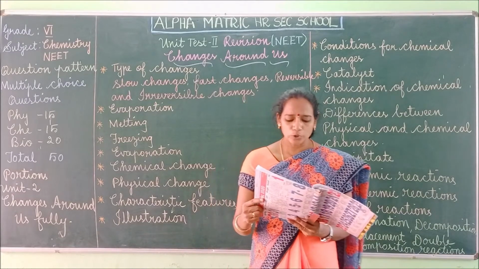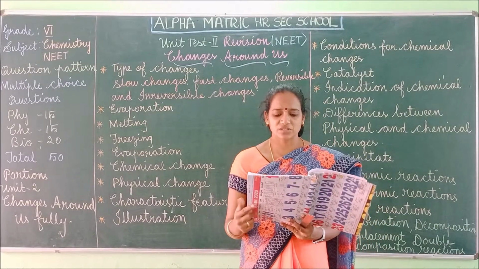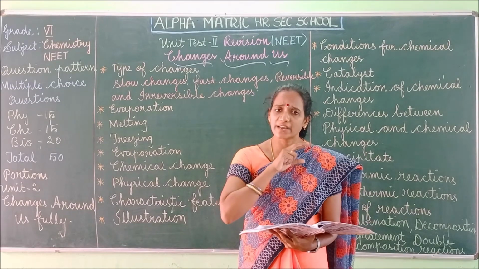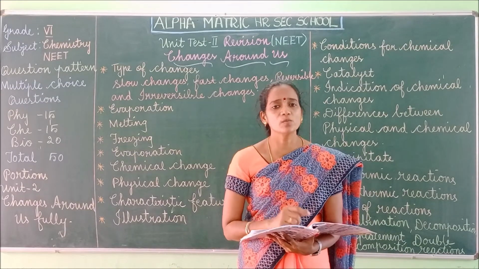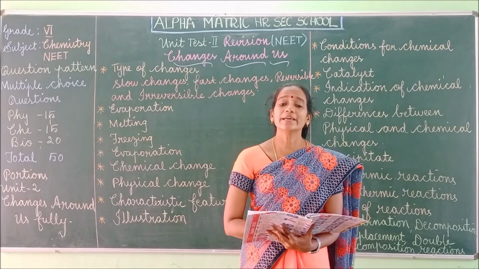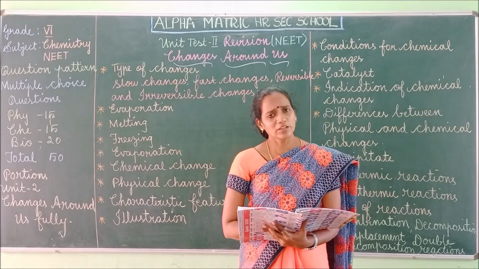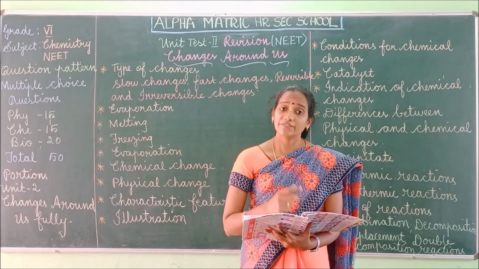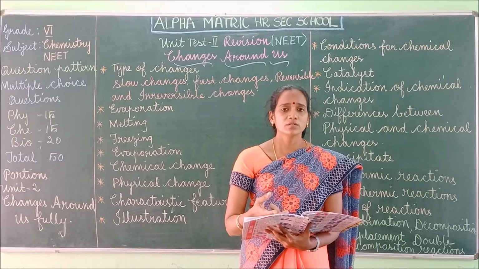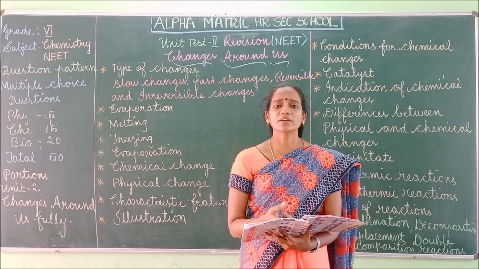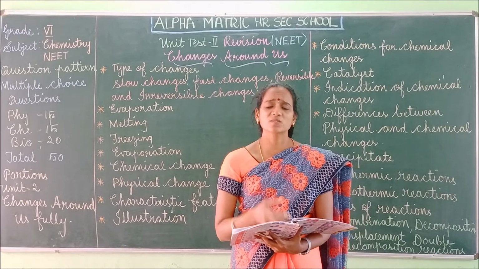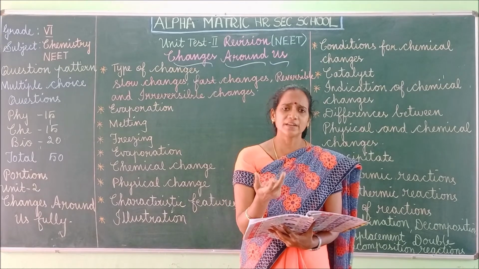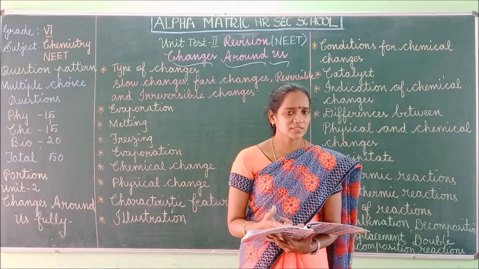Next we can move to irreversible change. Irreversible change means what? A substance which cannot be brought back to its original position. This is called irreversible change. Can I give some examples? Yes. Growth of a child, even cooking, burning. This also will come under irreversible change, because once you cook, you cannot get back the materials again. So it will come under irreversible change.